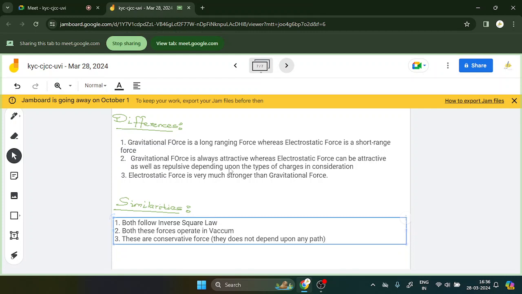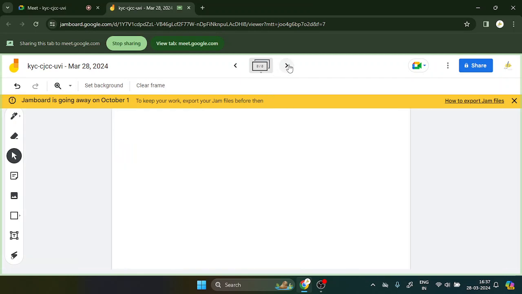So these are some of the similarities in front of you. You can note all of this, or take a screenshot of this, and then after that we will move on. All right. So we have covered Coulomb's law. Are you done? Very good, that's a great thing.